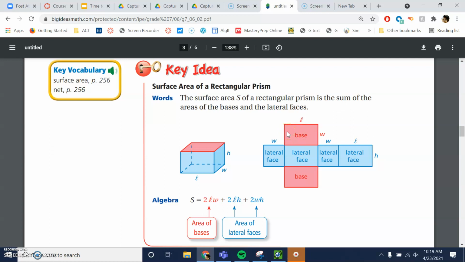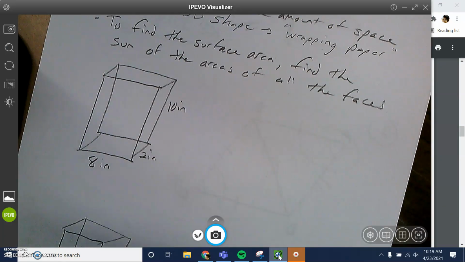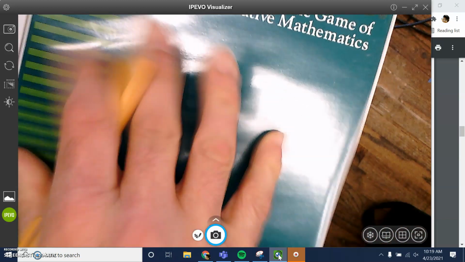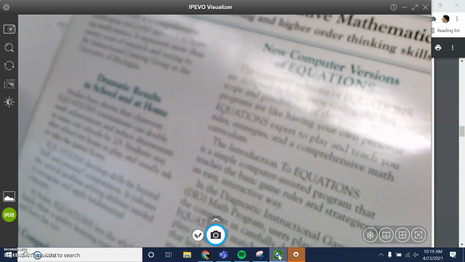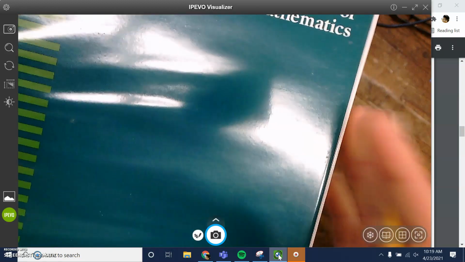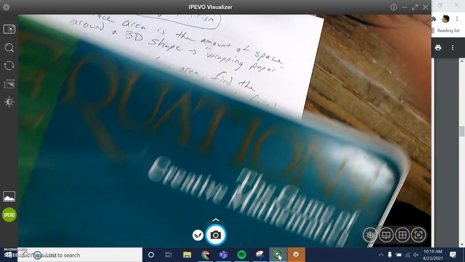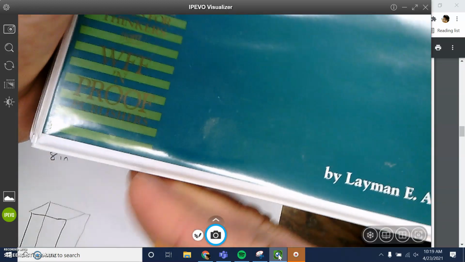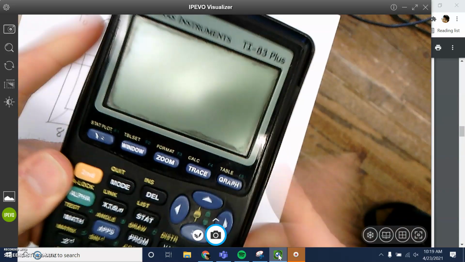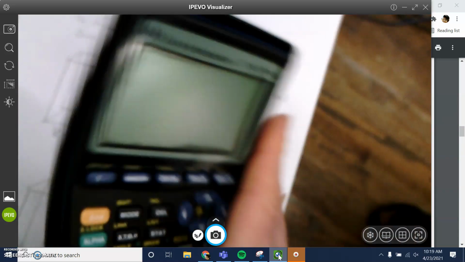Well, surface area has to do with the area on the outside of all the faces. So if you got something like this, it's like a box, right? There are six faces. There's the front, the back, the two sides on the left and on the right, and then there's the top and the bottom. So just like a calculator, right? Front, back, left, right, top, and bottom.